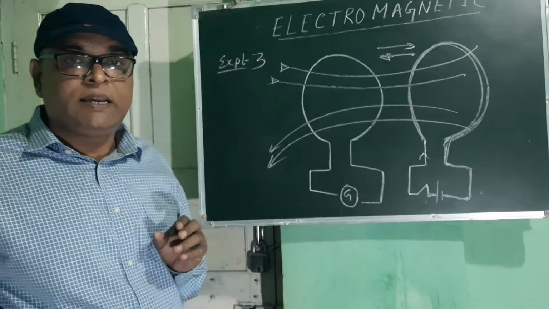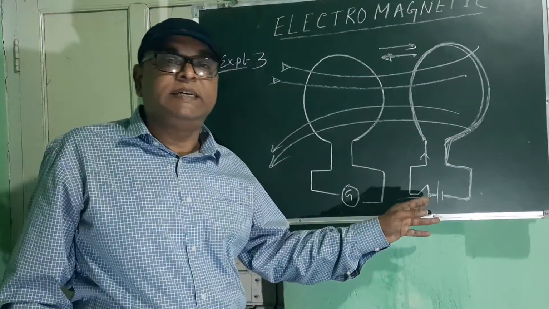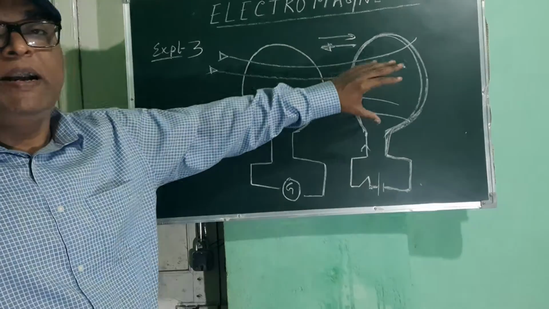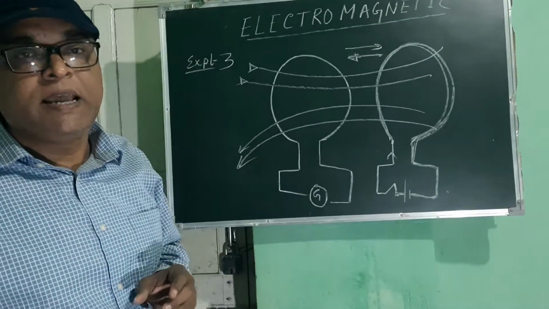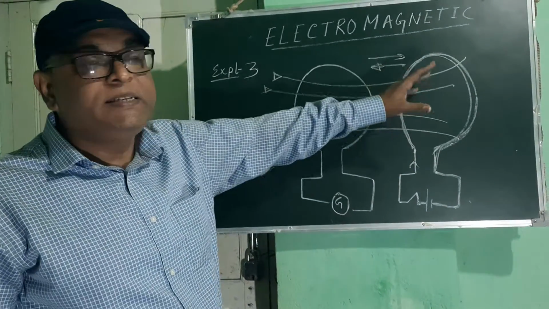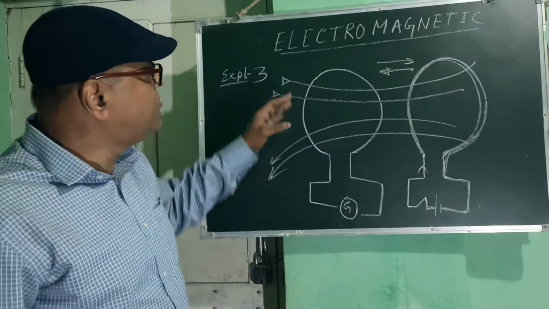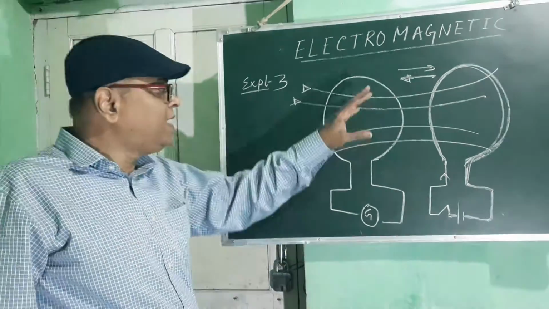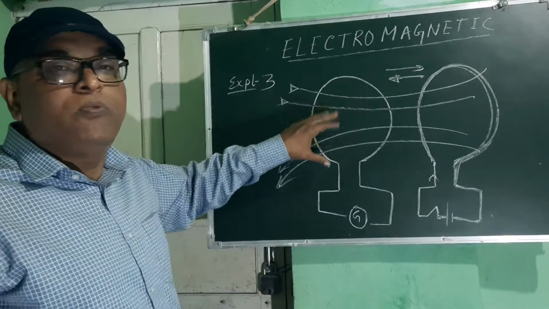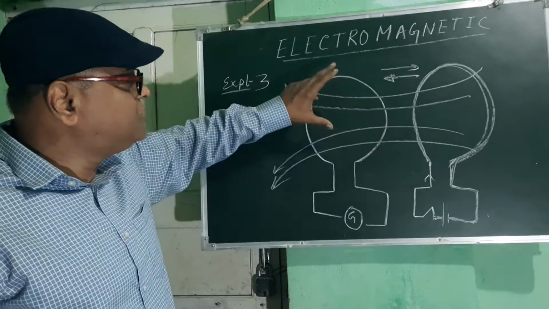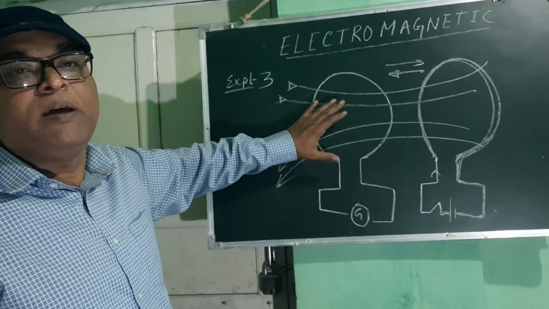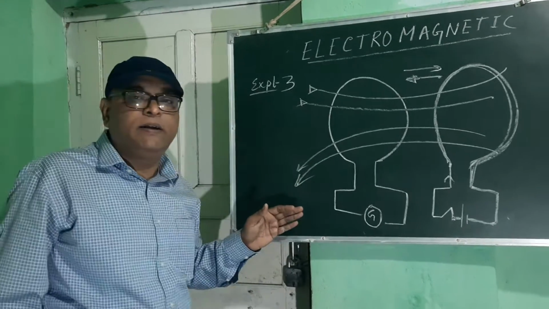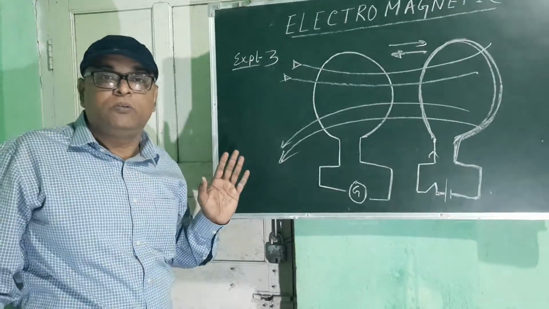As the current is changing, what will happen? The magnetic field will also change. As the magnetic field changes, the magnetic flux will also change. And when the magnetic flux changes, an induced EMF will be generated. So from the 3 experiments, what do we conclude?